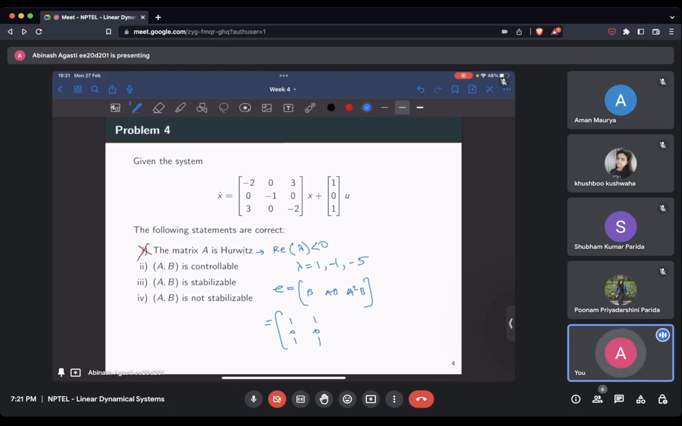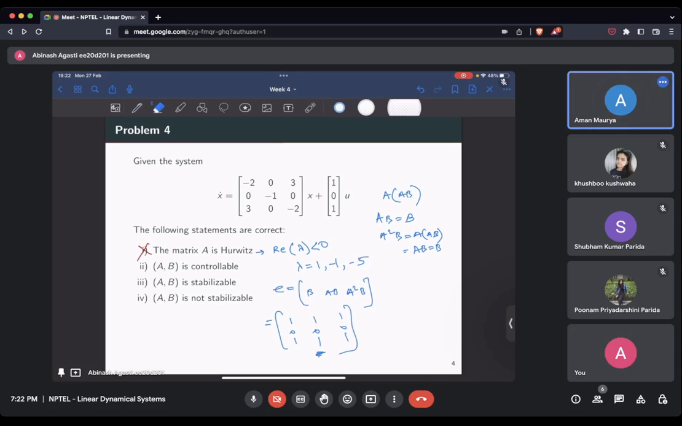A trick to finding A squared B faster, instead of computing A squared, is just to multiply A with AB. Because you have already found AB, just multiply A in front of it. And AB is nothing but B, right? So A squared B is nothing but A into AB, which is A into B, which is again just B. Correct? Yes, sir, correct. So now tell me, what is the rank of this matrix?